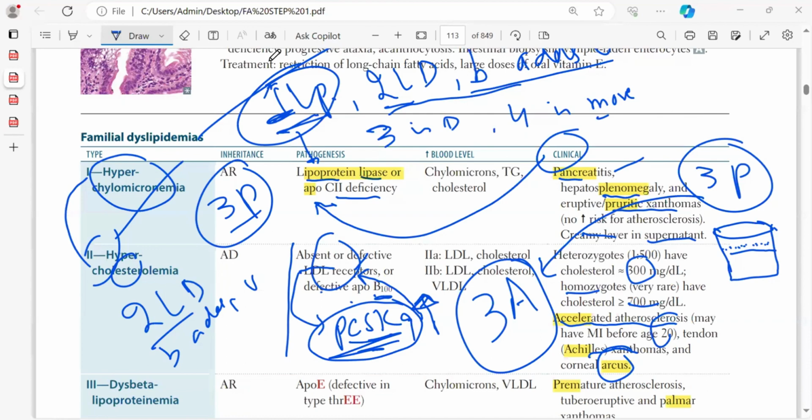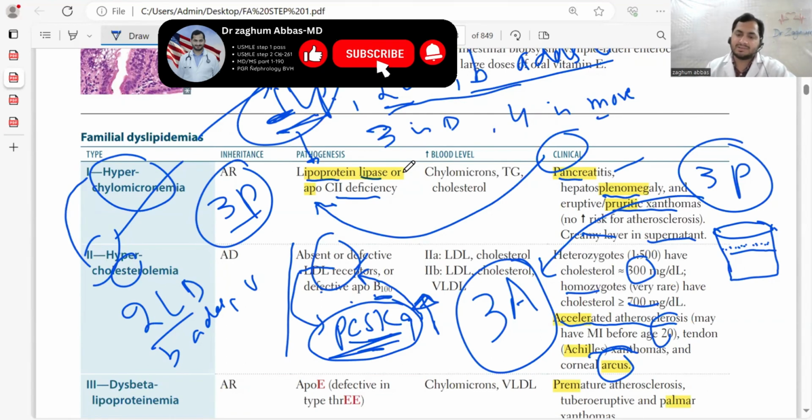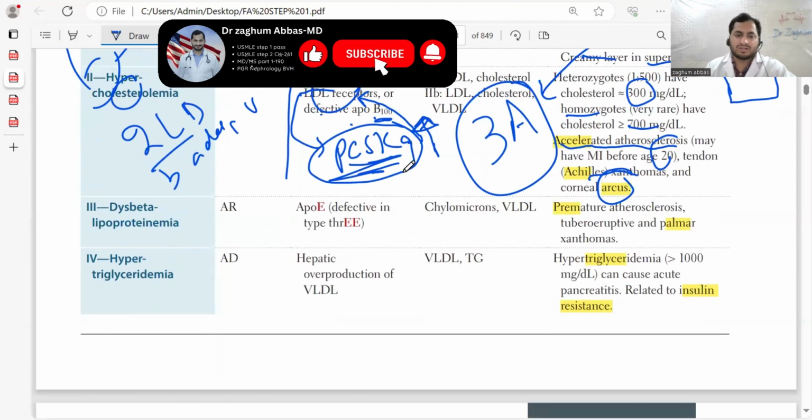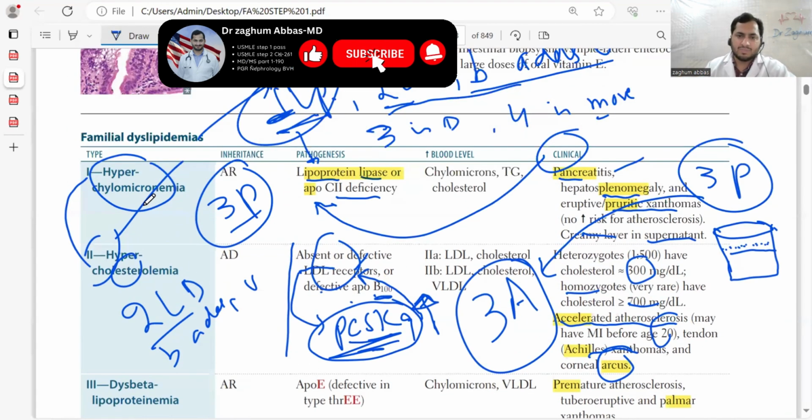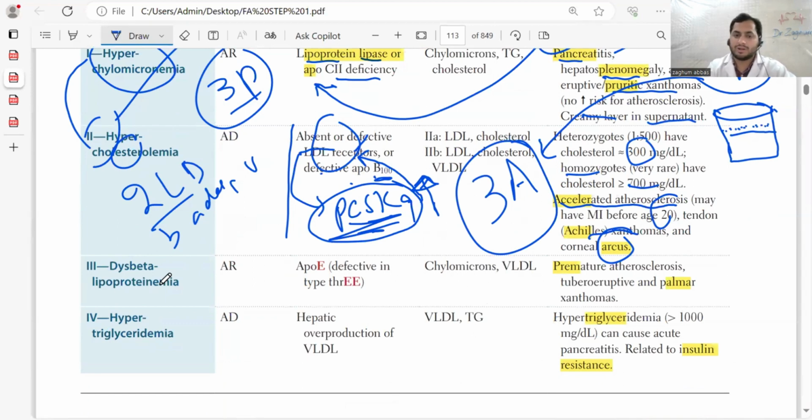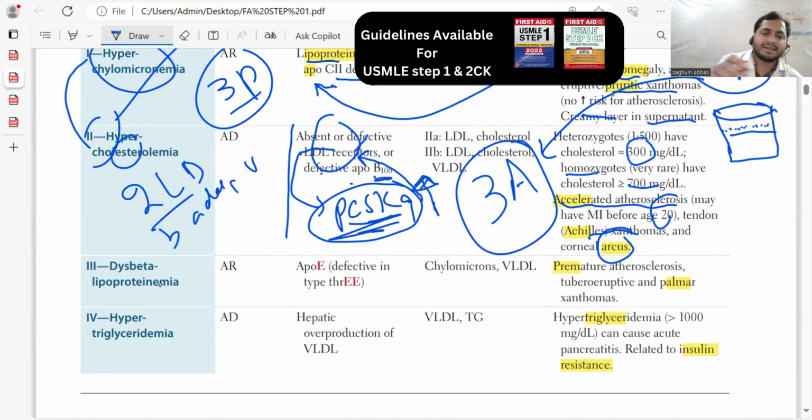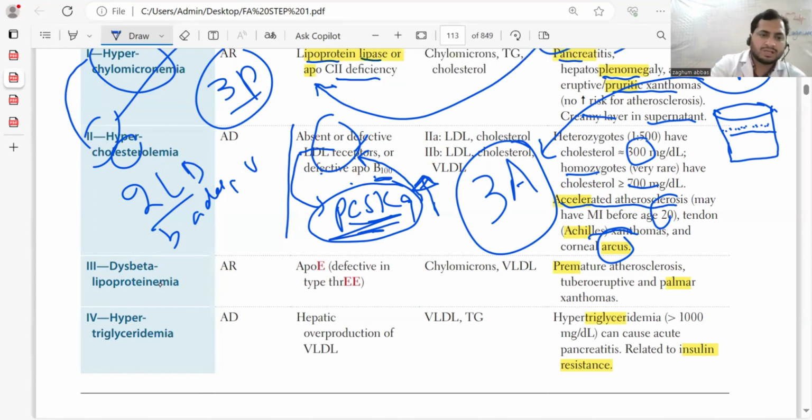Okay, so we have covered 3P and then 3A. Then we move towards the next one. Next mnemonic is 3 is more. So 1 LP, 2 LD, 3 is more.